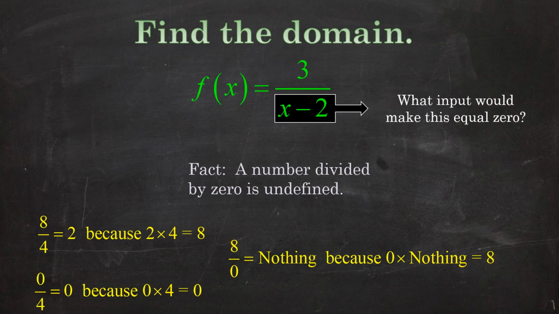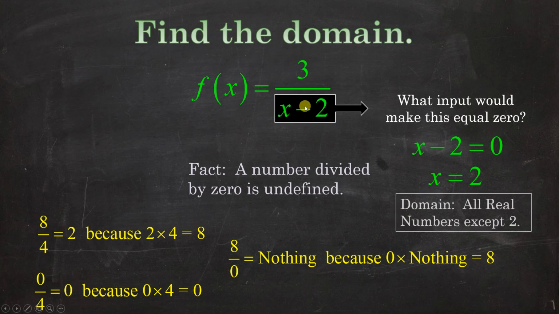So if we could figure out a value for x that would make this denominator equal to 0, then we found a gap or a missing value in our domain for sure. And so all you've got to do is take that denominator and set it equal to 0 and solve it. So what we found out is that if x equals 2, then this is undefined. And that means that you cannot use 2 as an input. So the domain is going to be all real numbers except for 2.